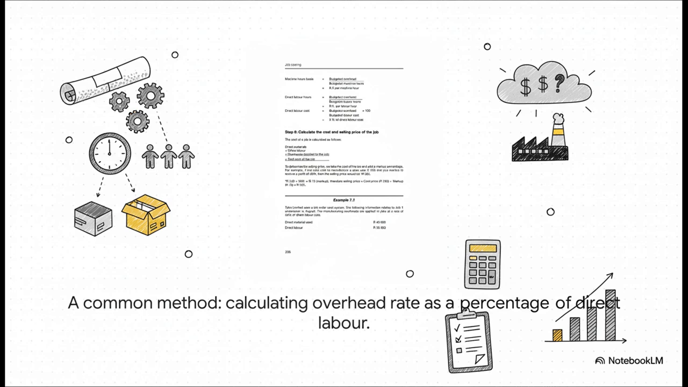So a company might figure out that its total overhead for the year is going to be, say, half of its total labor bill. And from that point on, for every single job, it just applies an overhead charge equal to 50% of that job's labor cost. It's a really simple and logical way to keep things consistent.